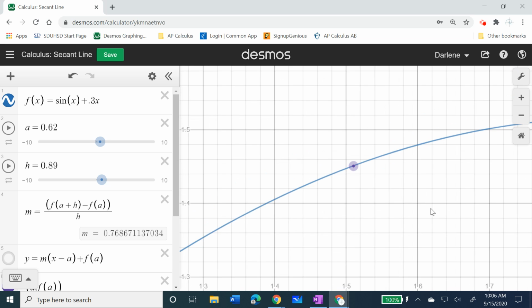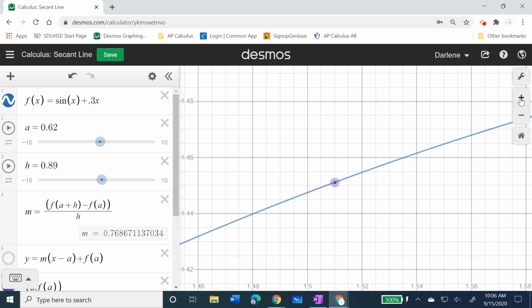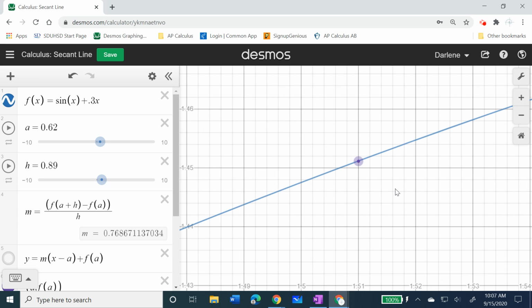As I zoom in, what do you notice? And remember, I'm recording. As I zoom in, it becomes straight, or starts looking like it's going to be straight. And this happens to be heading toward the tangent line.